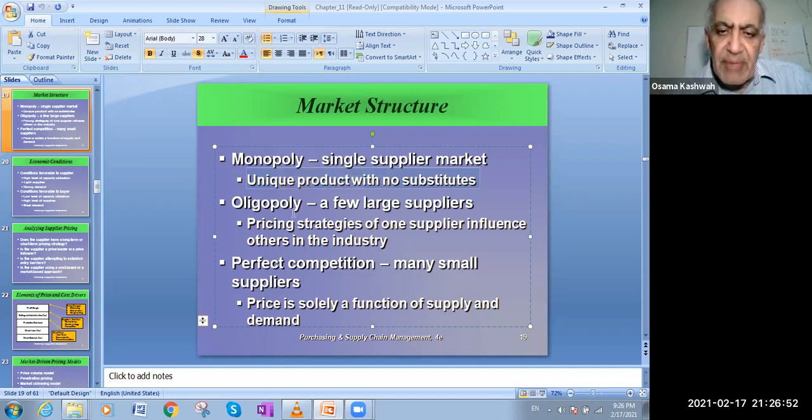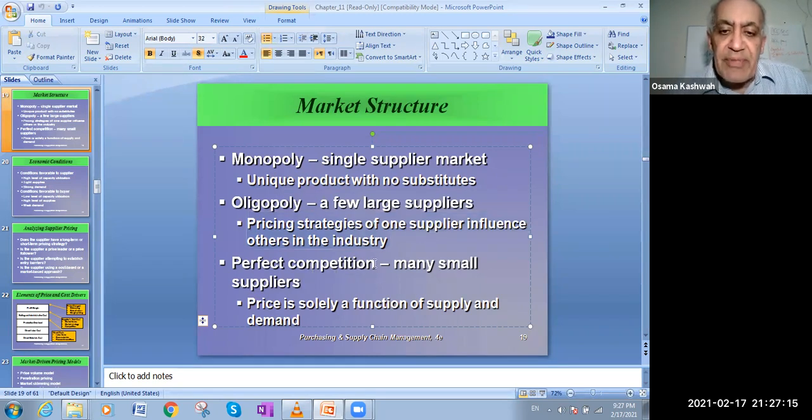Okay, oligopoly, a few large suppliers. Here it's not like the monopoly, but in an oligopoly there is more than one supplier, yet pricing strategies often let a supplier influence others in the industry. So the supplier here also has power in determining the prices of the market.